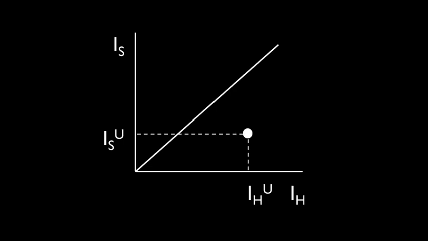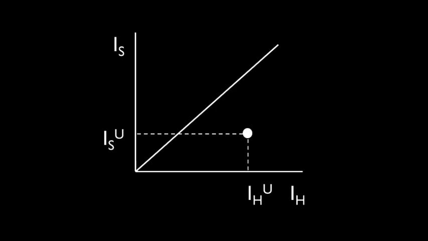The graph we're going to be using over and over again has a full insurance line, which is the 45-degree line that shoots out from the origin. The graph is also going to have a big dot on it. That dot coincides with the income levels a person would get if they don't have insurance. So ISU will be the income they get if they're uninsured and sick, and IHU will be the income they get if they're uninsured and healthy.